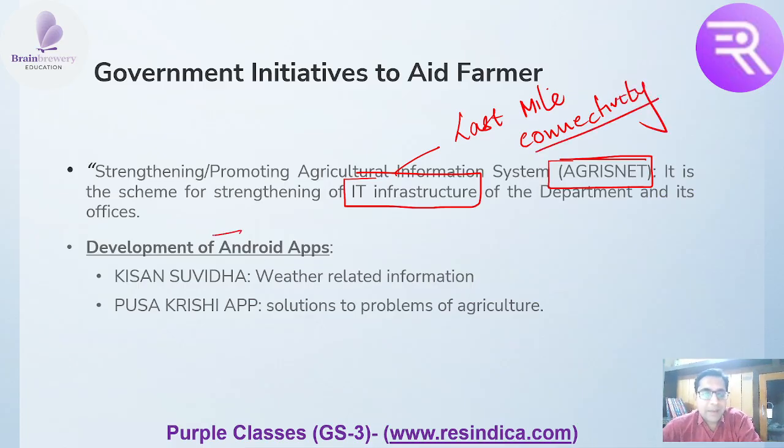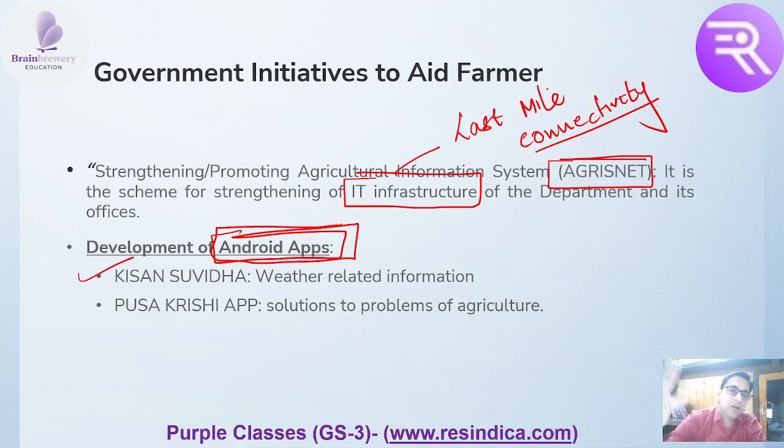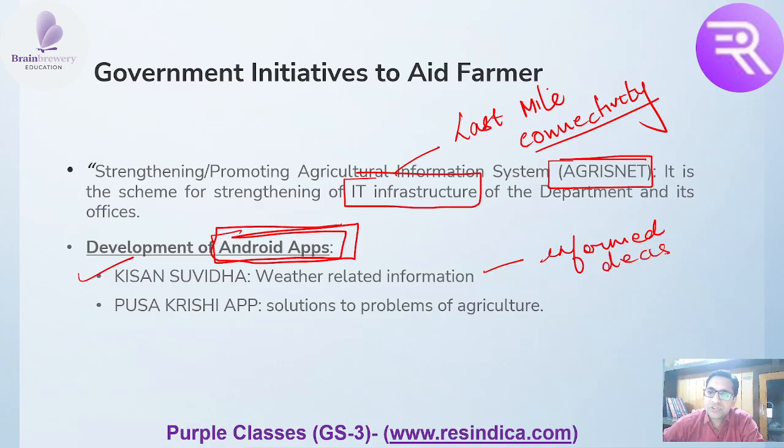Then Android apps. You have Android phones, so there are a lot of Android apps that have been developed by the government, like Kisan Suvidha. This Kisan Suvidha will provide you with weather related information, like whether it will be cloudy or rainy, what time you can sow your seed, and when it is going to rain. Based on that, you can make informed decisions.